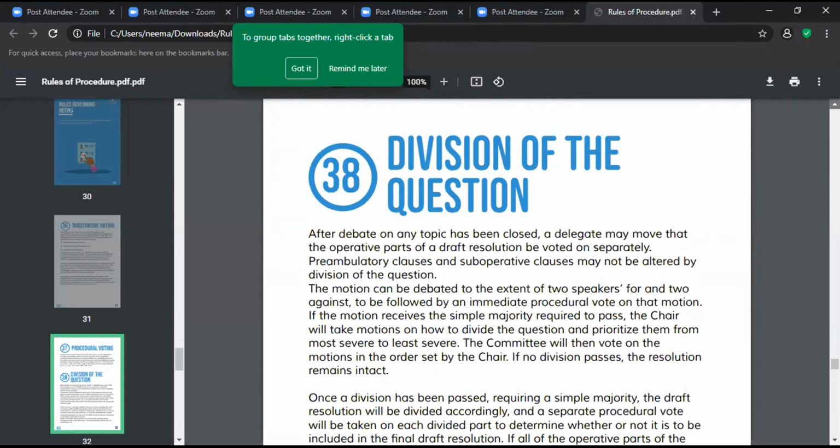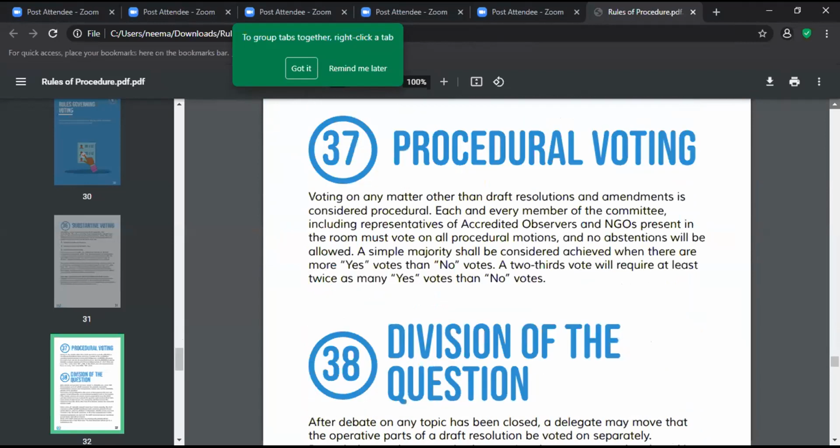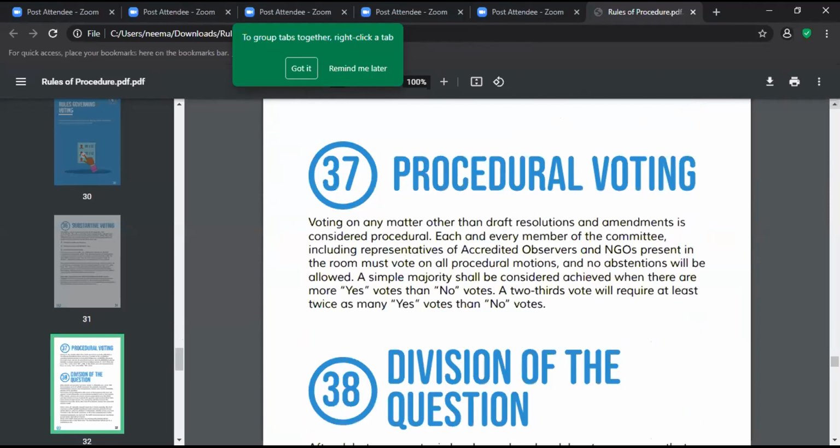Voting on any matter other than draft resolution and amendments is considered procedural. Remember, including the observers, in procedural voting, you cannot abstain or pass. A simple majority just means that there should be more yes votes than no votes.